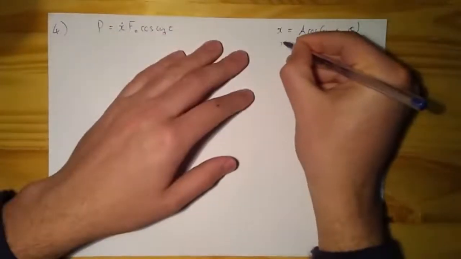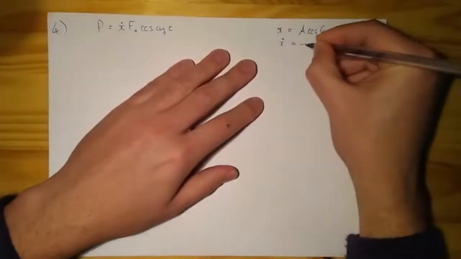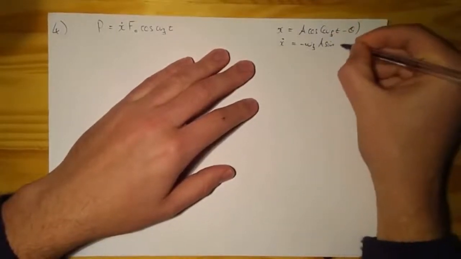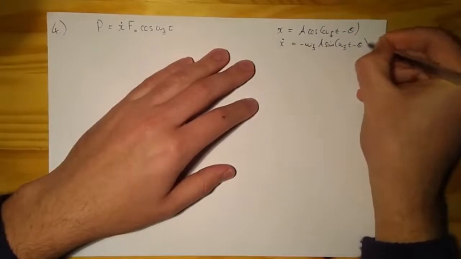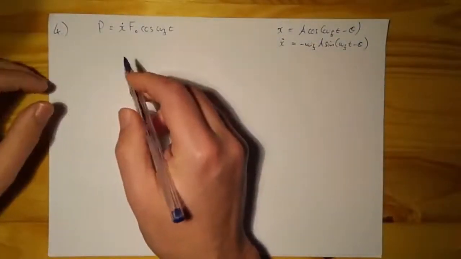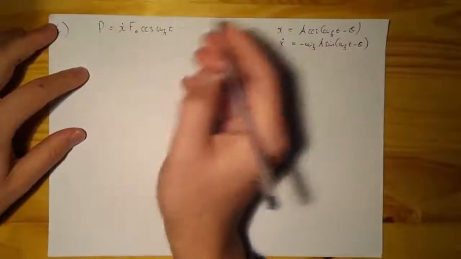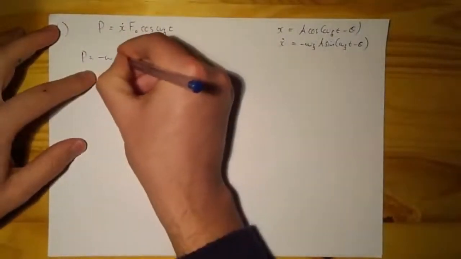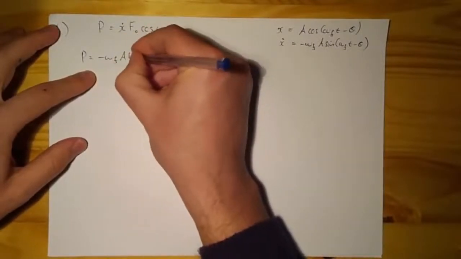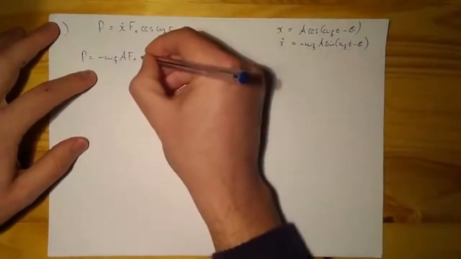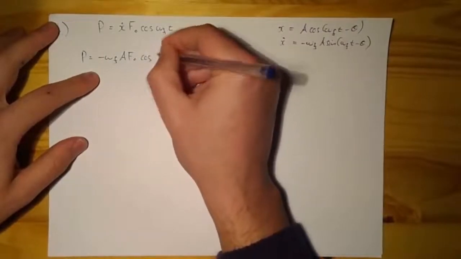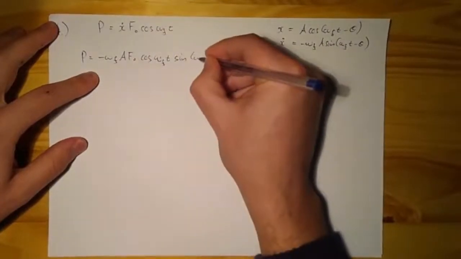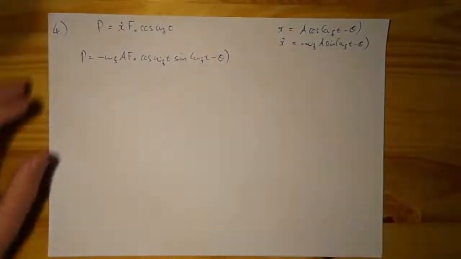And this, of course, we can differentiate to find x, and that's minus omega f a sine omega f t minus theta. All right, so I can find an expression for this. So p is therefore equal to minus omega f a f0 cosine omega f t times sine of omega f t minus theta.